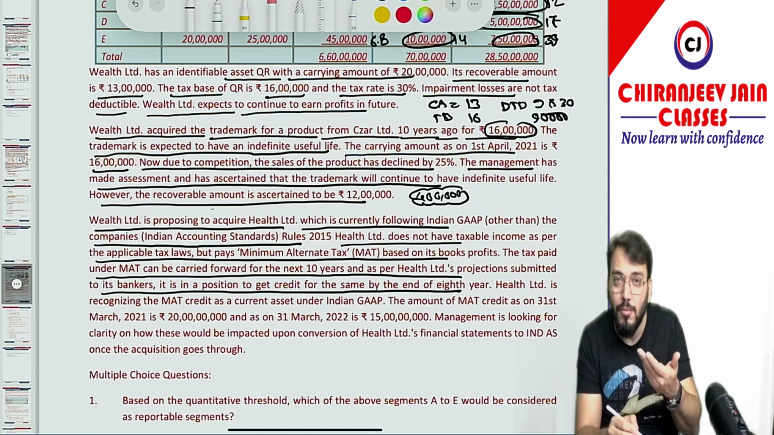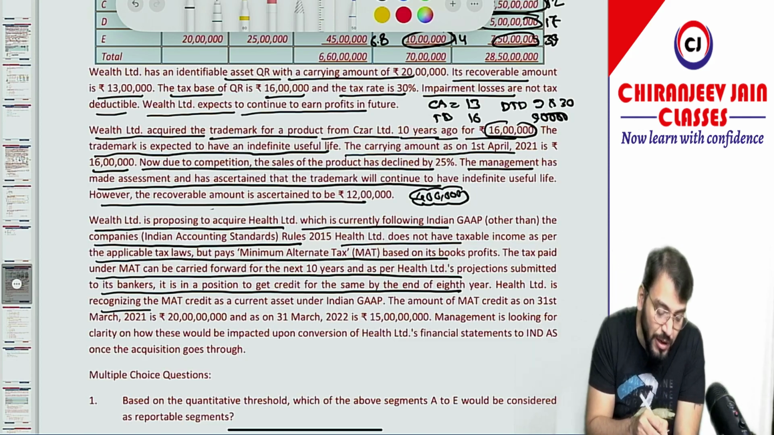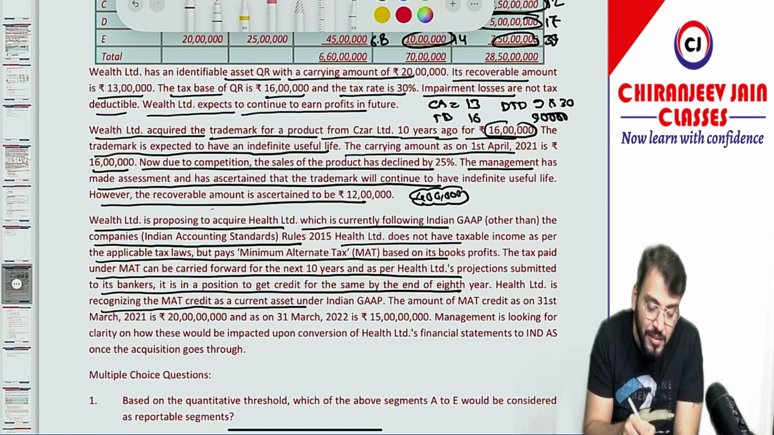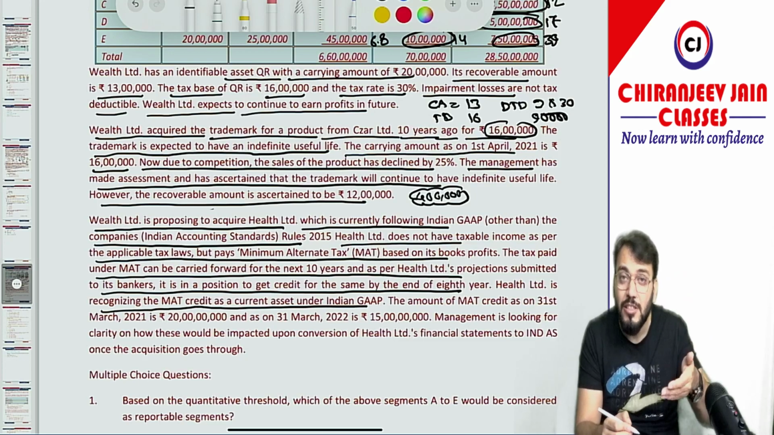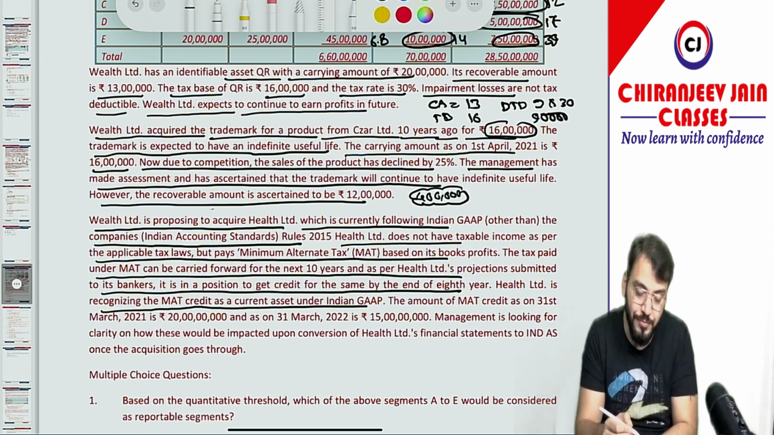So of course, can I say on MAT credit we should recognize DTA? Yes sir. Health Limited is recognizing the MAT credit as a current asset under Indian GAAP. As per the previous accounting standard, they were recognizing it as a current asset, but now as per Ind AS it will be DTA.